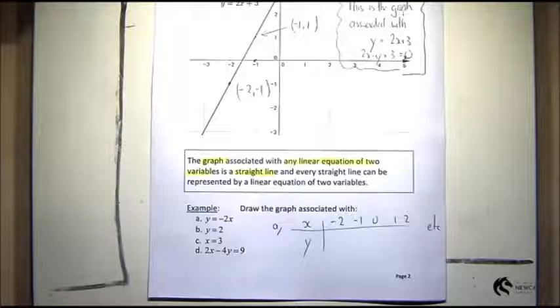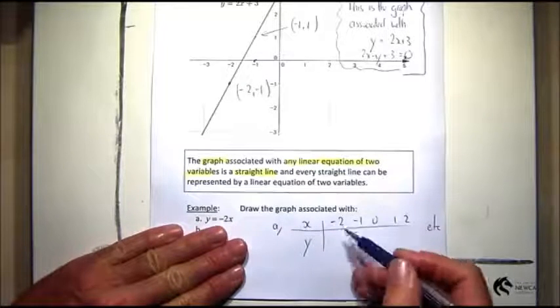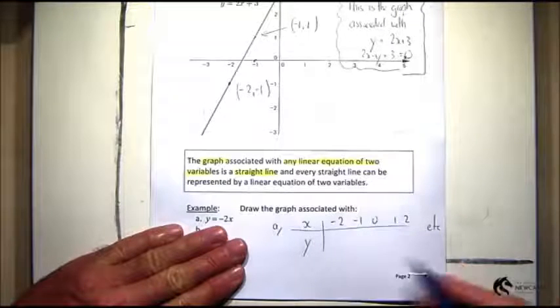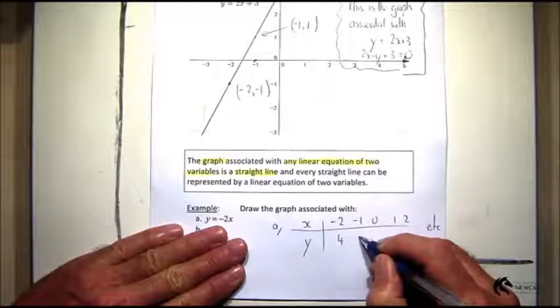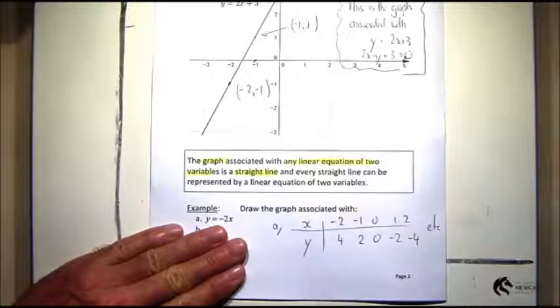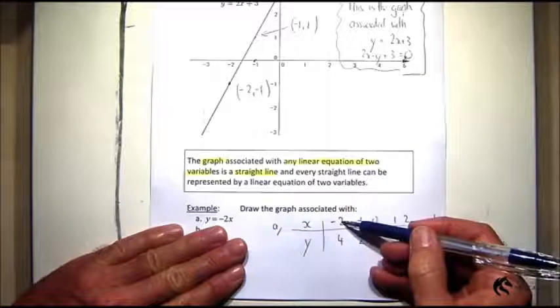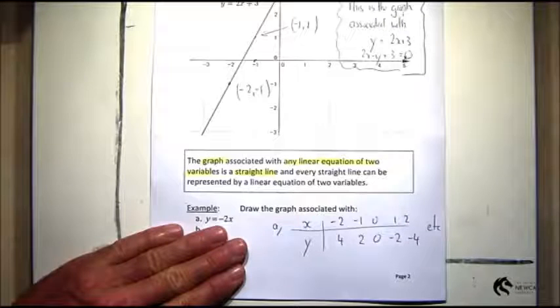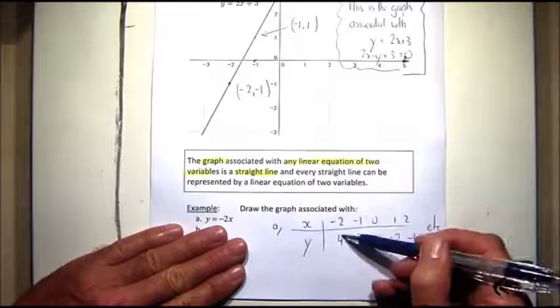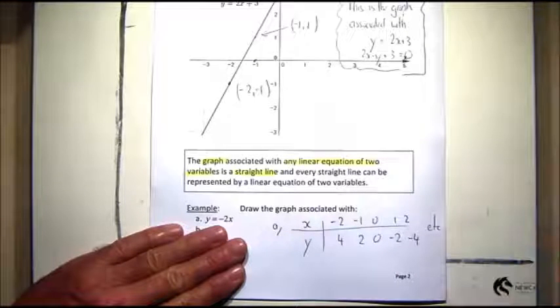So here in the first equation it is y is equal to minus 2x. So all I have to do is multiply this number by minus 2. So I'll go 4, 2, 0, minus 2, minus 4. Y is minus 2 times x, in each case. Now, I think of each of these as being a point. Minus 2, 4 is a point. Minus 1, 2 is a point. 0, 0 is a point. 1, minus 2, and 2, minus 4. Plot them, and there's my graph.